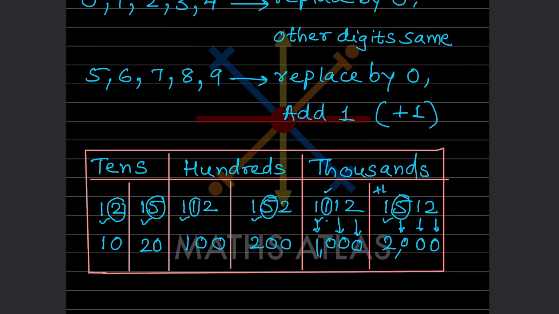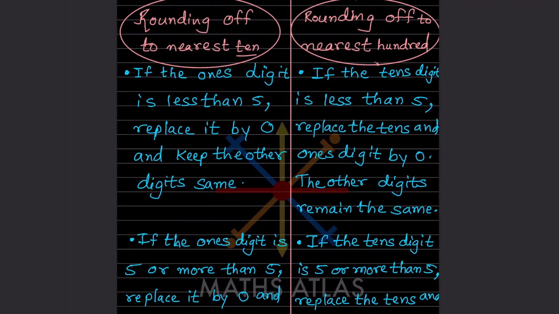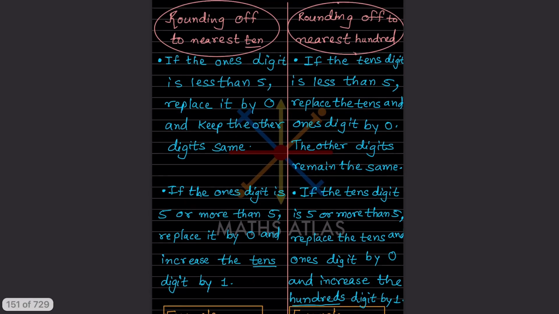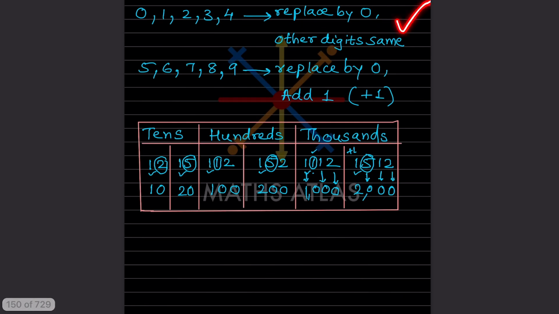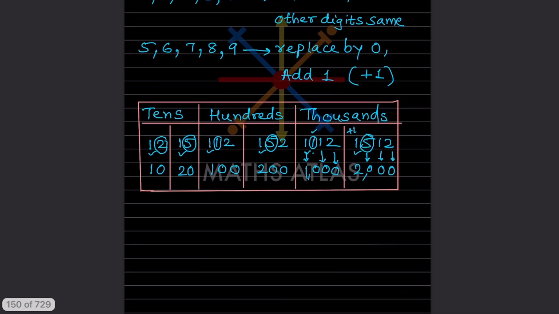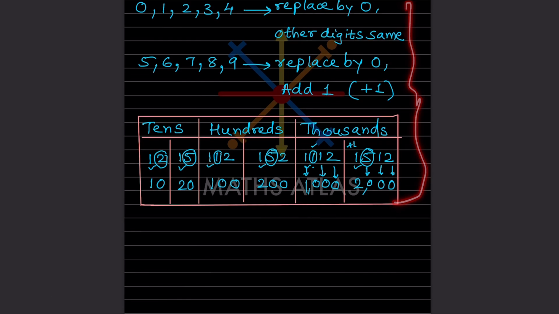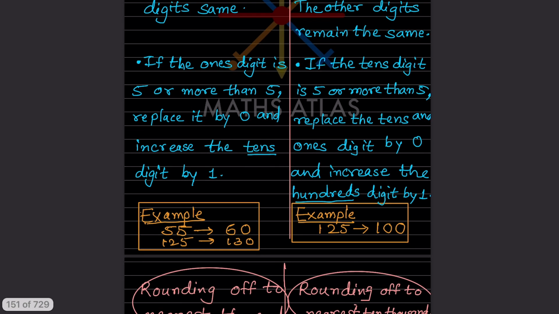Okay, so now we will see the examples. Just now let us look at it here, and later on you can write this in your notes. So what does this say? Rounding off to the nearest 10. If the ones digit is less than 5, replace it by 0 and keep the other digits same. What did I say? Other digits same, isn't it? When you read it, you sometimes don't understand it, so I have simplified this. Now if the ones digit is 5 or more than 5, increase the tens place by 1. So again, I have given one example.